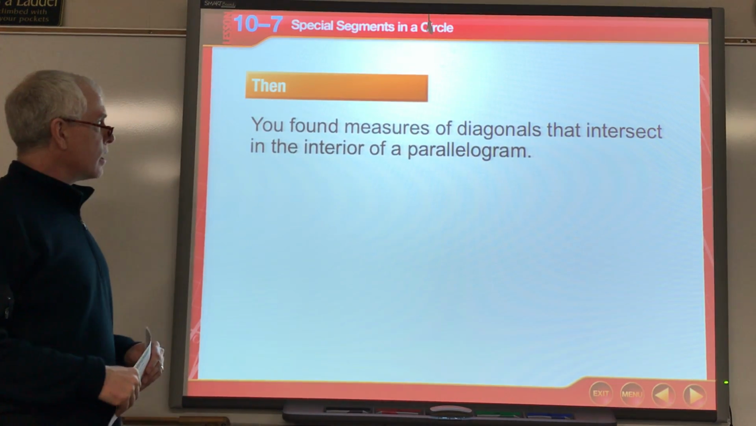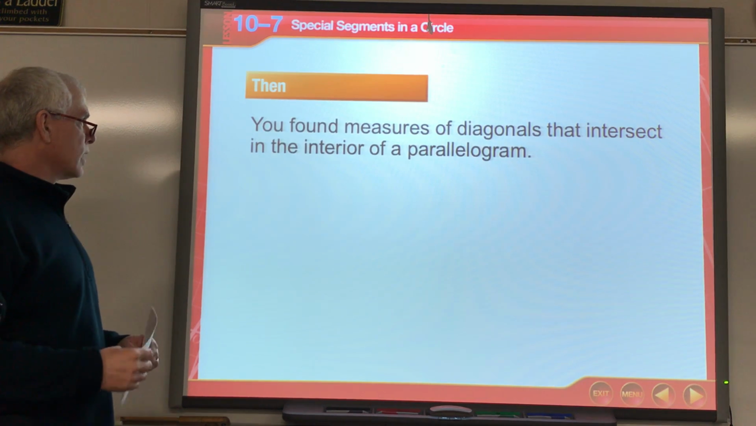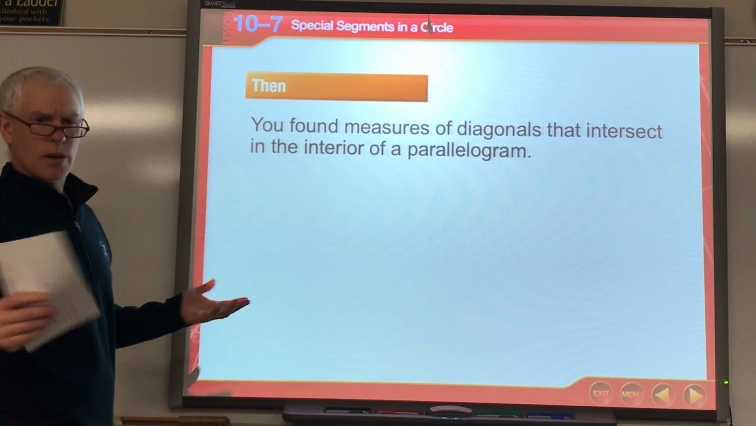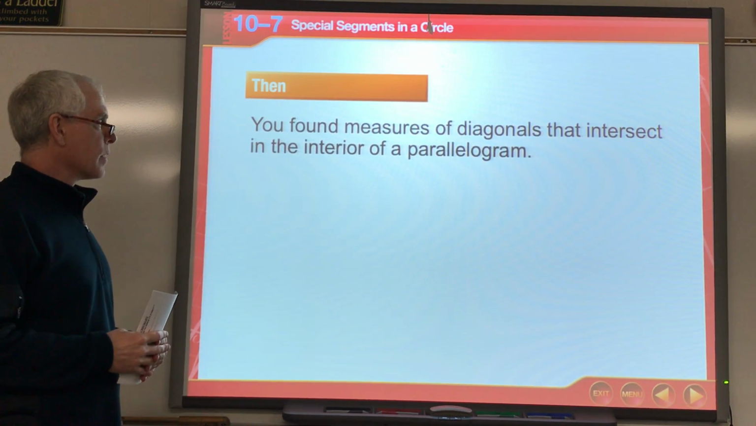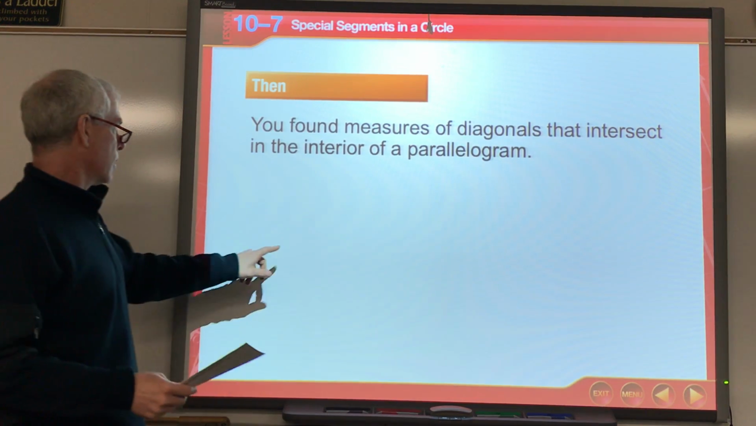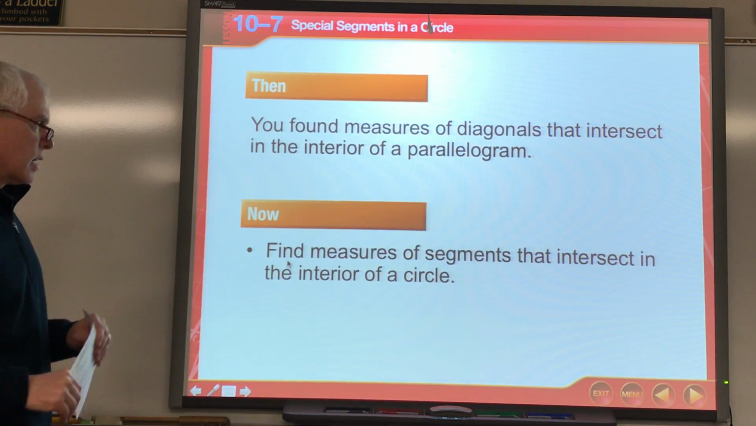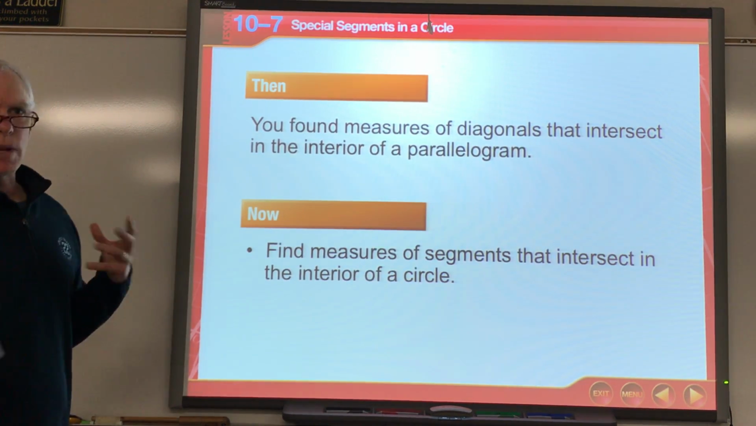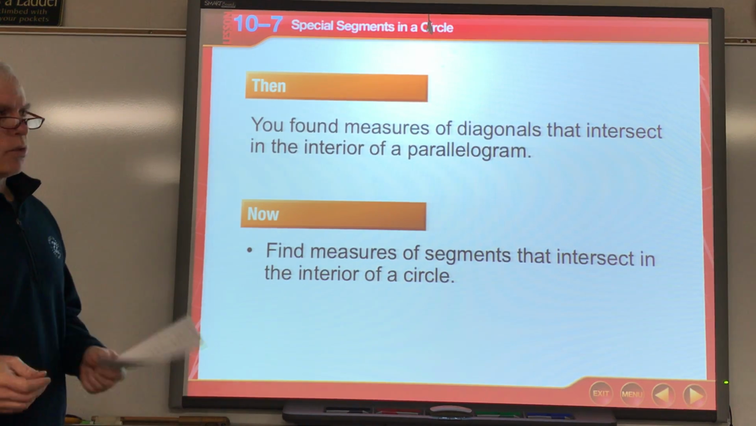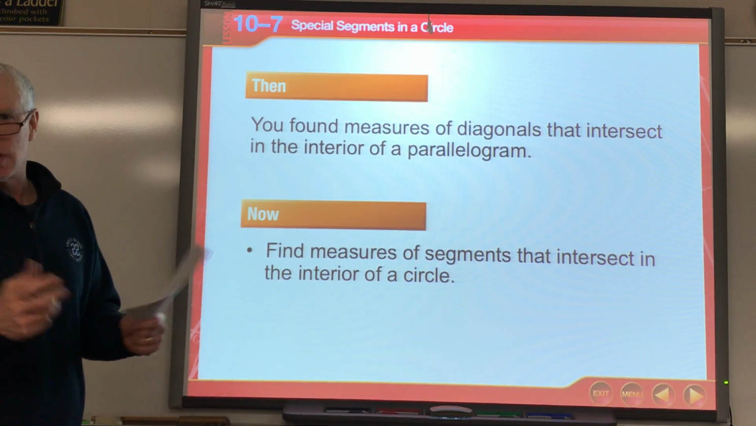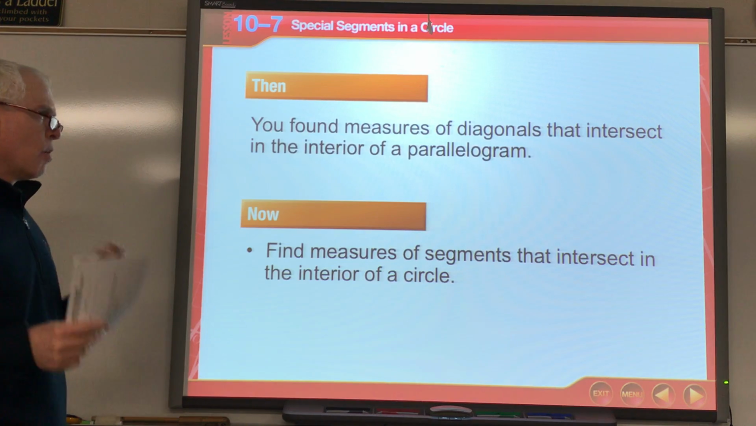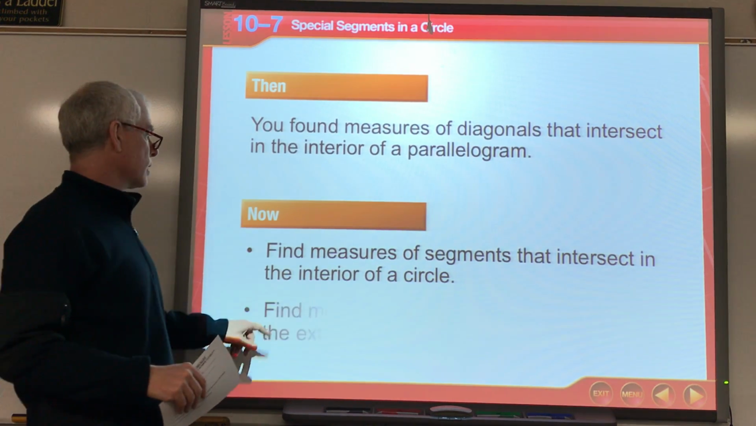On Friday, we found measures of diagonals that intersect in the interior of a parallelogram. Well, actually, this was a previous chapter, but we've worked with intersecting lines before, basically, is what they're saying. Now we're going to be looking at segment lengths as they pertain to a circle. So if they intersect on the inside or the outside or on the circle, what kind of formula do we have that's going to tie that together?